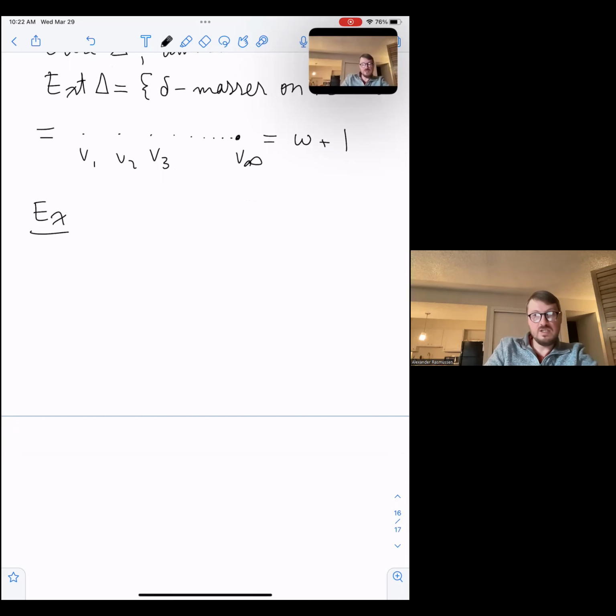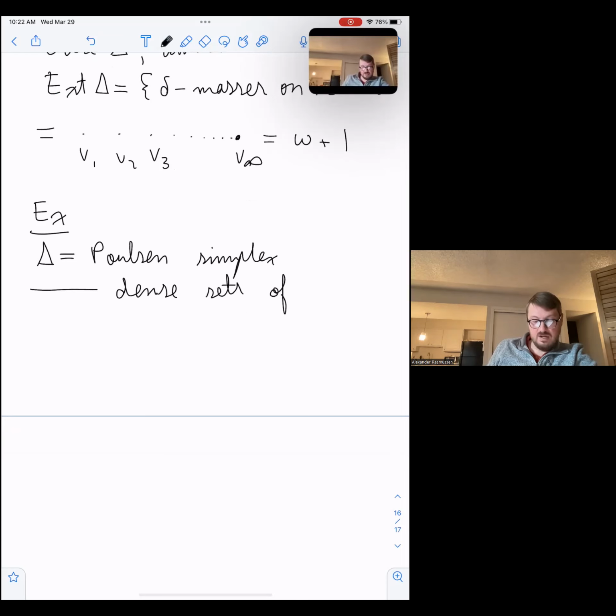But generally, Choquet simplices can get much, much wilder. An example is the Poulsen simplex. This is a simplex in which the extreme points are dense. So this is a really, really wild space. So this is a simplex, and remember, extreme points are like vertices, so every point, including interior points, is somehow like a limit of vertices.